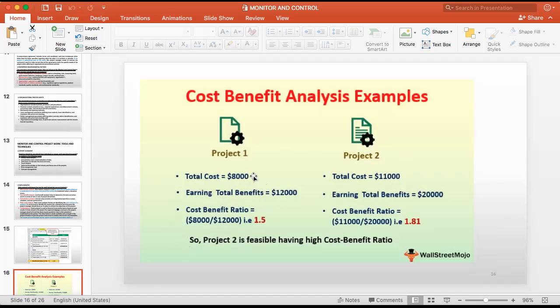Then 12,000 divided by 8,000 you get 1.5. 20,000 divided by 11,000 you get 1.81. So benefit is more here. So cost benefit ratio is more, meaning you get more benefit by doing alternative 2. Alternative 1 you get 1.5, alternative 2 1.81. So we will select alternative 2. So this is the cost benefit analysis.